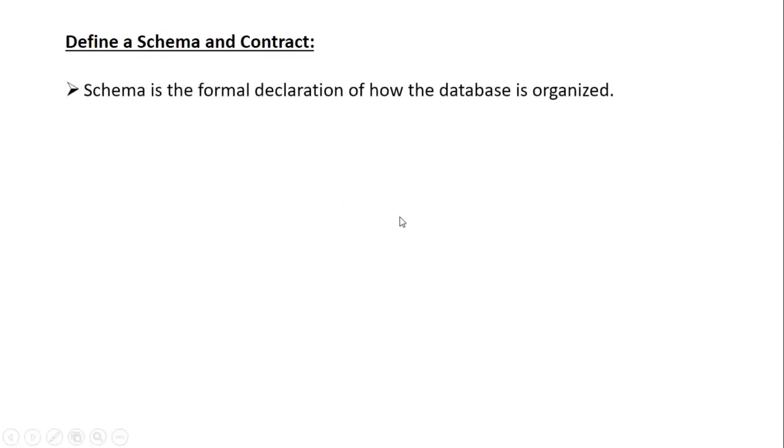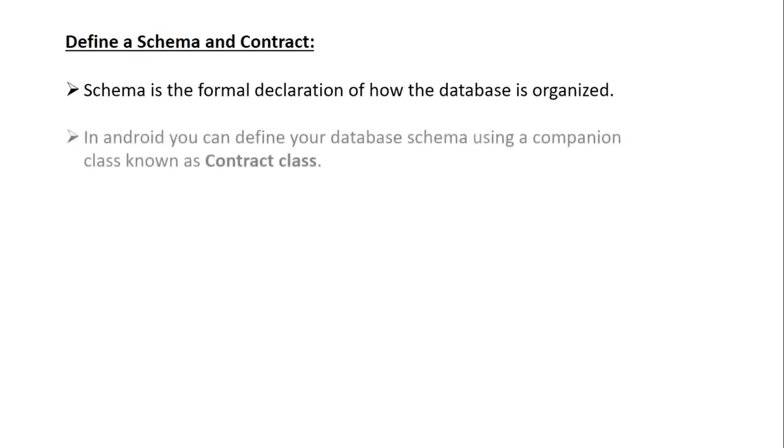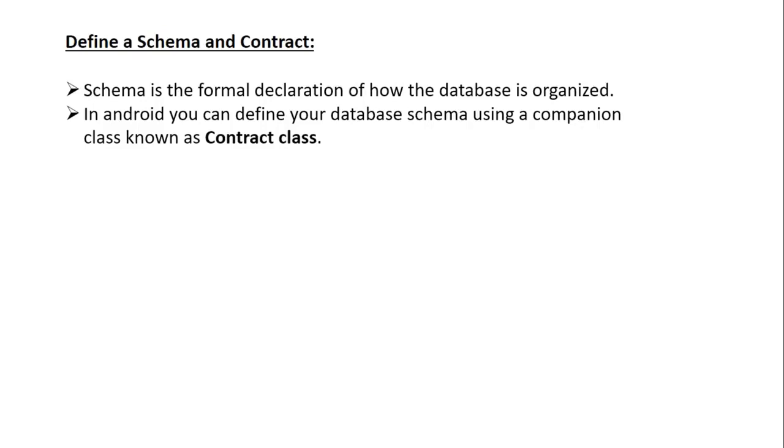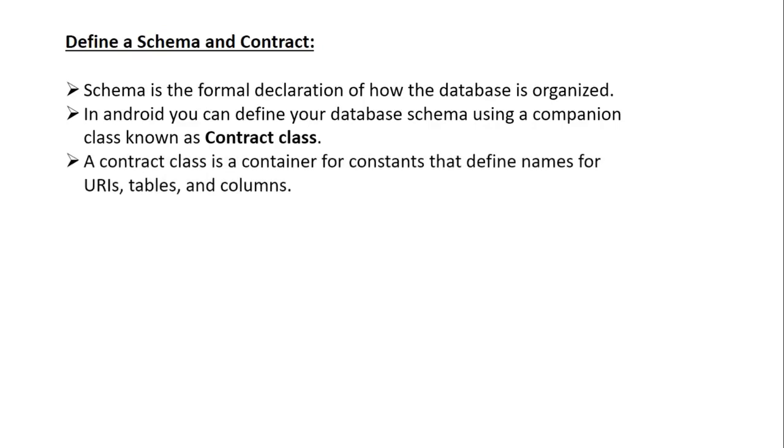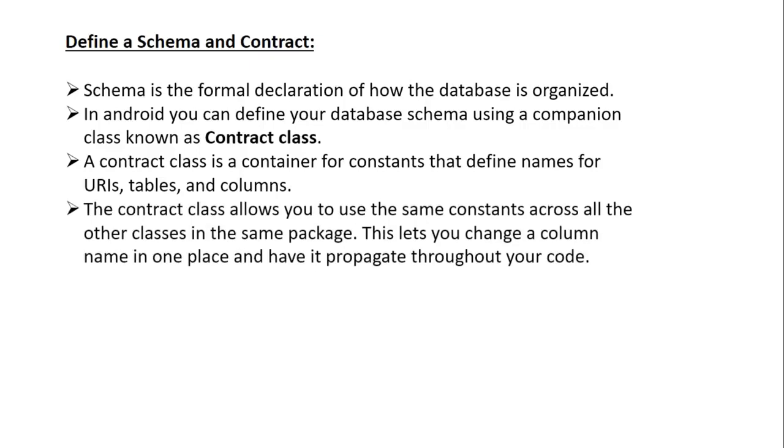So now we can learn how to implement the SQLite database in your Android application. The first thing you have to do is define a schema and contract class. Schema is the formal declaration of how the database is organized. In Android, you can define your database schema using a companion class known as a contract class. A contract class is a container for constants that defines names for URIs, tables and columns. The contract class allows you to use the same constants across all the other classes in the same package. This lets you change a column name in one place and have it propagate throughout your code.